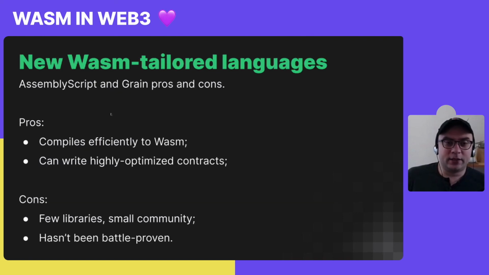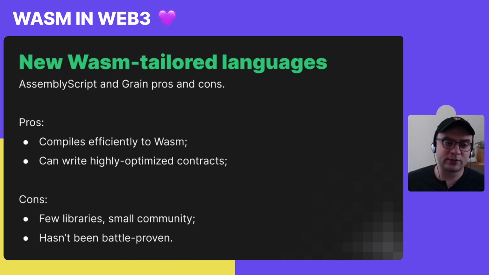There are interesting things to be said about using Wasm-tailored languages like AssemblyScript and Grain. They have pros and cons. The pros, obviously, are that they're made to be efficient when compiled to WebAssembly. As I said, AssemblyScript even has a self-hosted compiler. You can compile AssemblyScript with AssemblyScript, which is amazing. And Grain was designed specifically to be efficient when compiling to WebAssembly. So in some cases, you can write highly optimized contracts with AssemblyScript and Grain.